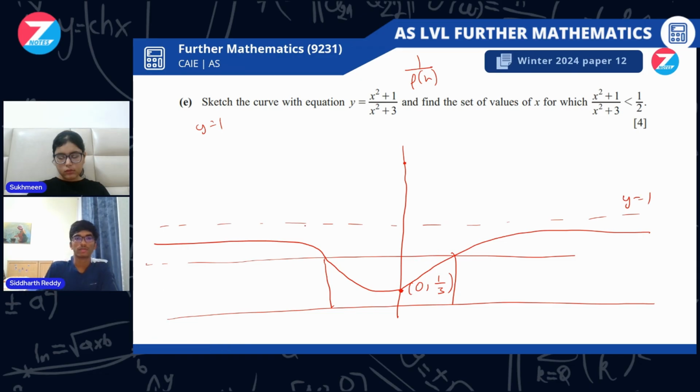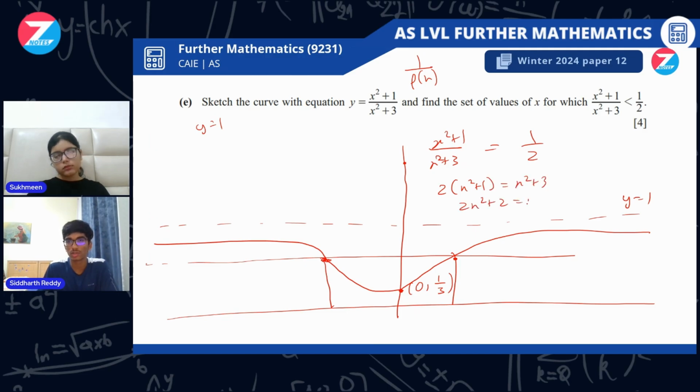So first let's find out the intersection points. So x square plus 1 by x square plus 3 is equal to 1 by 2. So we get 2 into x square plus 1 is equal to x square plus 3. So 2x square plus 2 is equal to x square plus 3, and we get x square is equal to 1. So x is equal to plus minus 1. So this point will be minus 1 and this point will be plus 1. So the set of values for x for which it is below 1 by 2 will be x greater than minus 1 and less than plus 1.